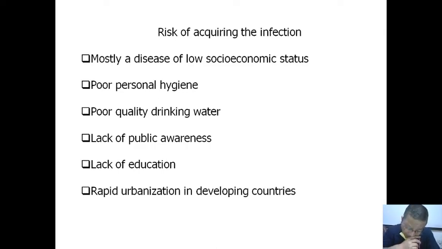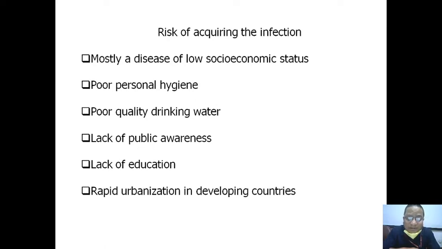As we understand, this disease is transmitted by the fecal-oral route. That means it is associated with food, with water, with any kind of material that we consume, which can be contaminated with Salmonella typhi. And this is mostly so if personal hygiene is not appropriate, if good quality drinking water is not available, if the public is not aware of the disease, if there is a lack of education, or if there is large crowding as we see in developing countries. These are all factors that help the spread of the disease.